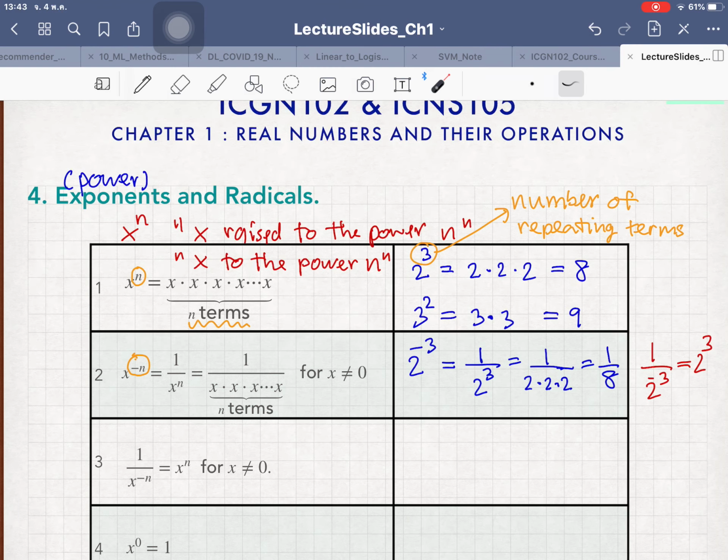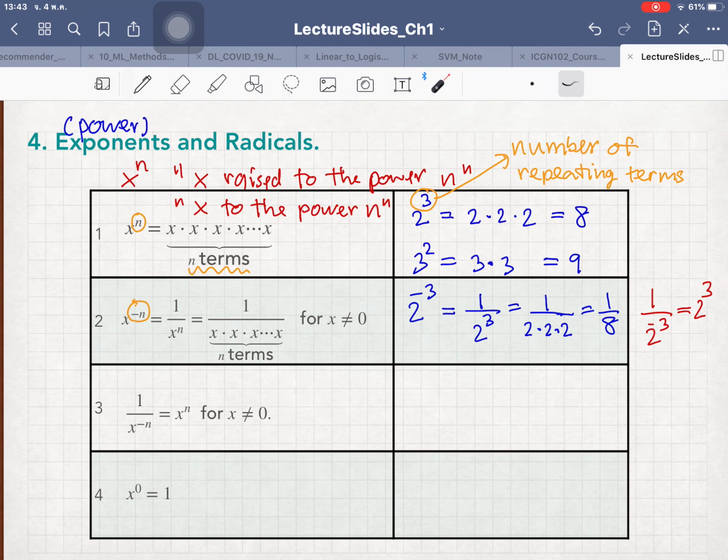So you can get the next rule. When you have the reciprocal term like this, 1 over x to the power minus n, when you change it to be x to some power, this power and this power need to be in the opposite sign.